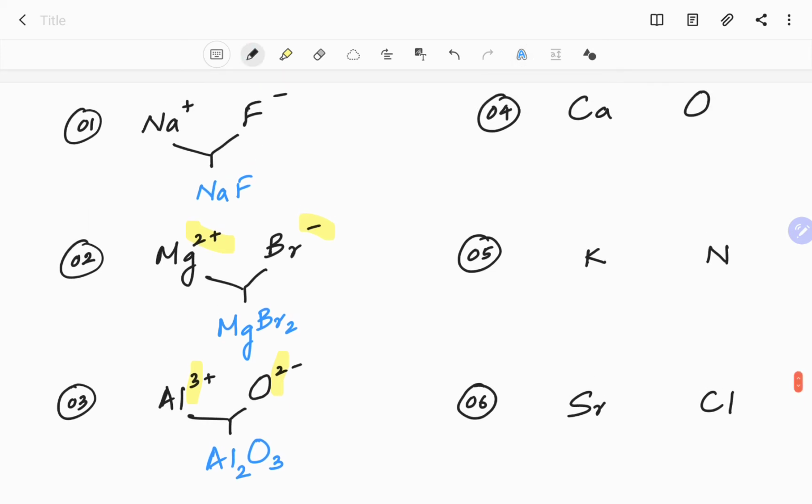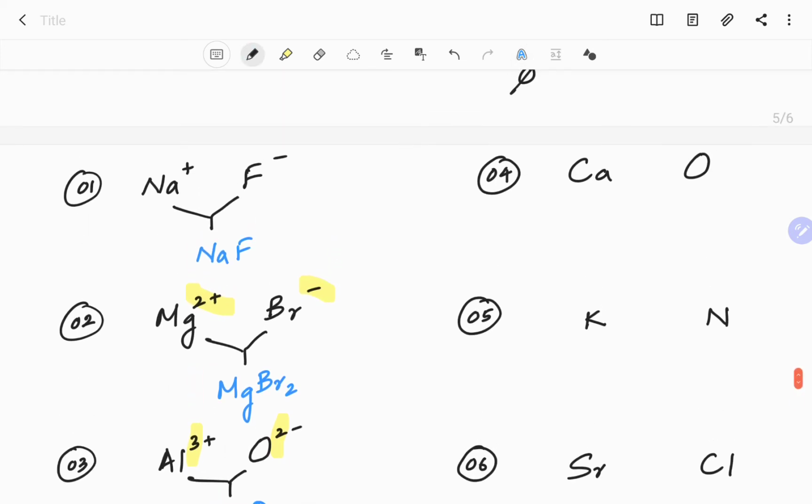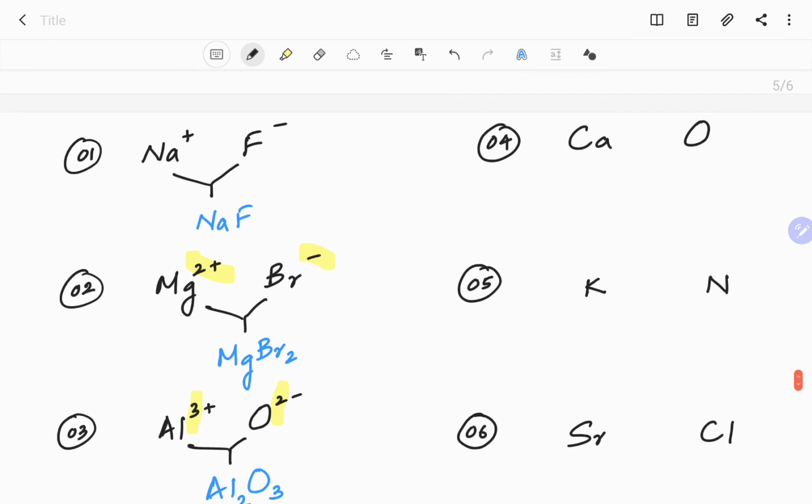Okay, and next up is calcium oxide. This is a curious one, so pay attention to this one. Calcium is +2, oxide is 2 minus. You write calcium first. Then you swap the charges: calcium gets number 2 from oxide, and oxide gets number 2 from calcium, right? It is Ca2O2.